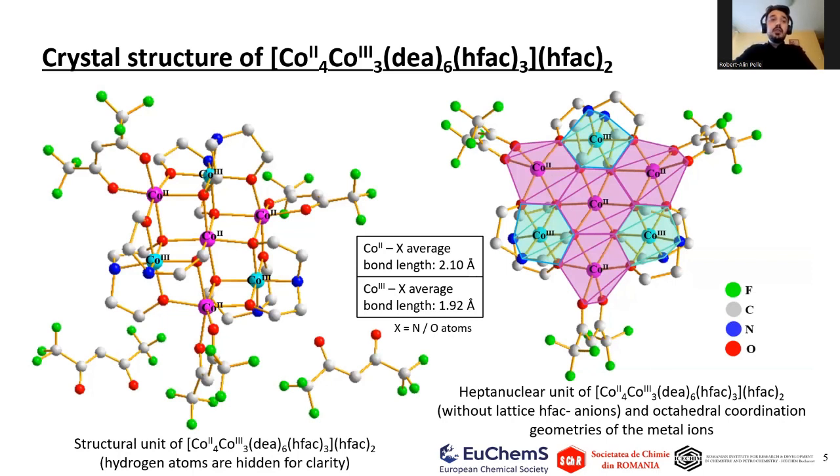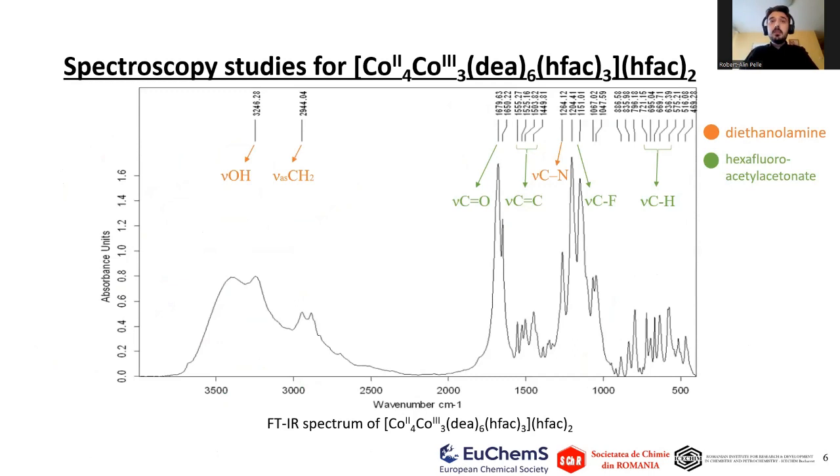And here we can see the structural unit of the compound on the left, with 2 anionic hexafluoroacetylacetone molecules as lattice anions. The molecular unit has a hexagonal disc-like topology with 7 cobalt ions, out of which we have a central cobalt-2 ion. And on the outside, we have alternating cobalt-2 and cobalt-3. We can see that the hexafluoroacetylacetone is connected as a capping ligand on the cobalt-2 ions and the diethanolamine between the various cobalt ions. Each metal ion has an octahedral geometry, as we can see here on the right. We performed the spectroscopy studies, Fourier transform infrared, to confirm the presence of the organic ligands.